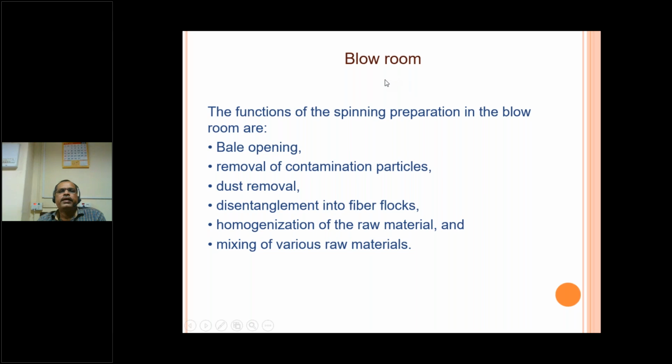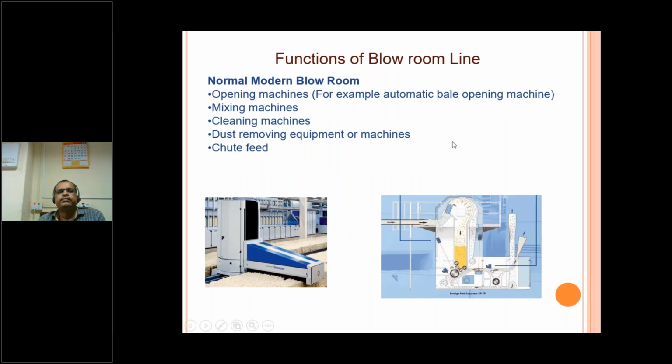Next is the blow room. The function of the blow room is bale opening, removal of contamination particles, dust removal, disentanglement into fiber flocks, homogenization of the raw material, and mixing of various raw materials. Here the blow room will open the fiber, mix the fiber, remove the contamination and dust, and disentangle the larger tufts into smaller tufts of the fiber.